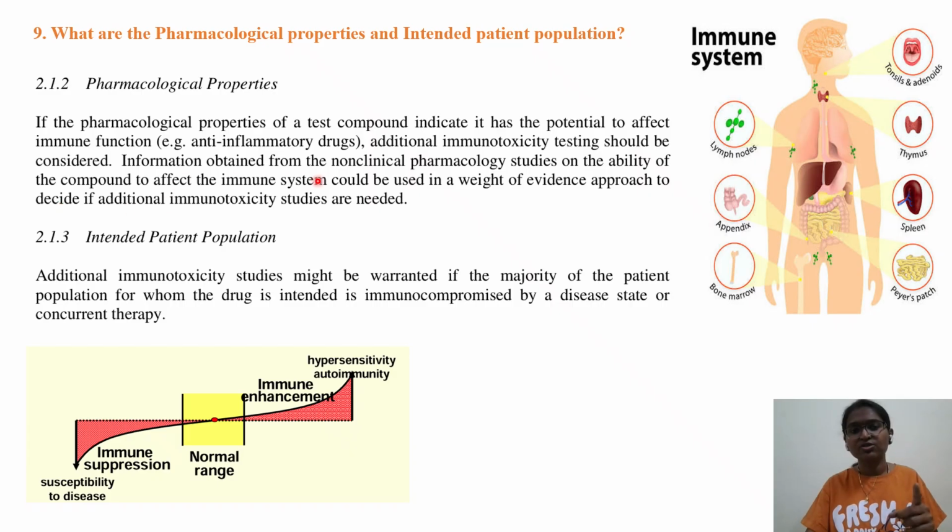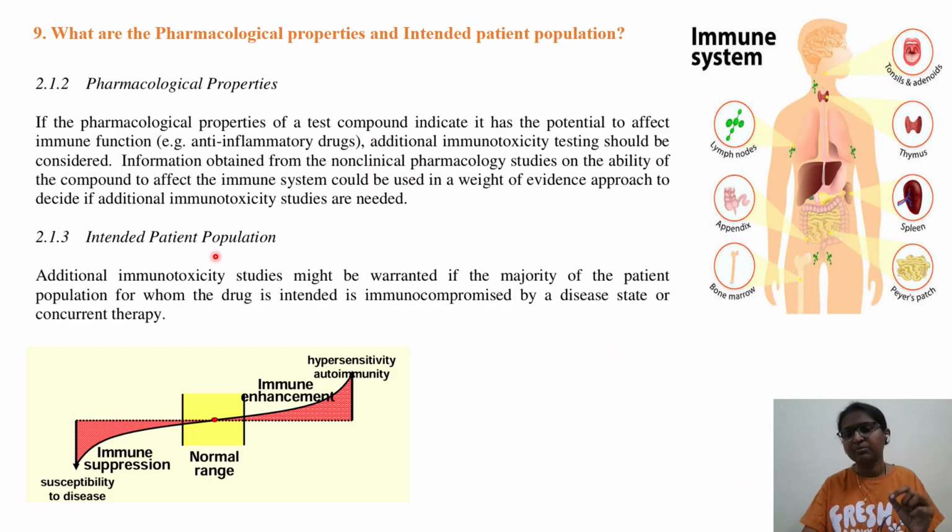Okay. Next, information obtained from the non-clinical pharmacological studies. So you do some efficacy studies on the ability of the compound to affect the immune system. If it is going to tweak your T helper cells or natural killer cells, okay, that could be used as a weight of evidence approach. We have seen the previous slide. In the next slide also we'll see the weight of evidence approach, where you have to integrate the results from various studies, okay, to decide if additional immunotoxicity studies are needed. Overall, the main objective of this guideline is whether we have to do any dedicated toxicology, that is immunotoxicity study or not, whenever you are developing a new drug, okay. But how we can minimize by using the existing toxicology studies, okay.